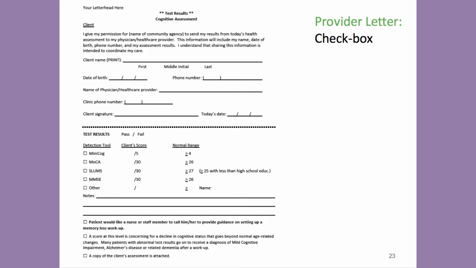There's also a section for notes where you can include your own observations about the individual or observations from family members or other pertinent information. At the very bottom, there are 3 options to check off. The first is again asking the clinic to take action by contacting your client to help set up a memory loss workup. The second box is again emphasizing that many patients with abnormal test results go on to receive a diagnosis of mild cognitive impairment or dementia.